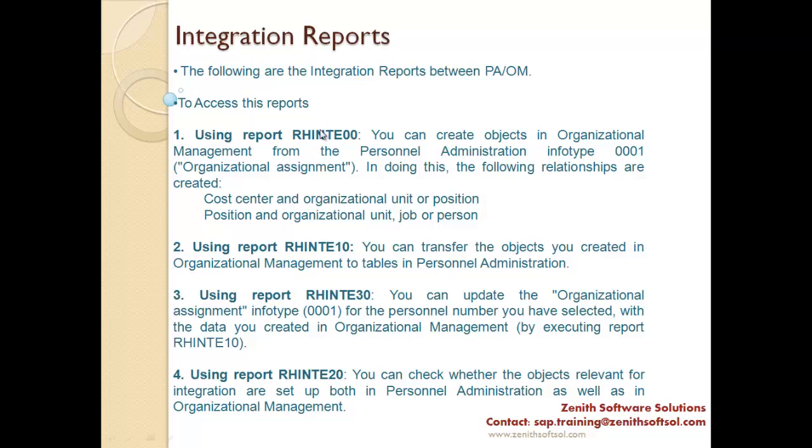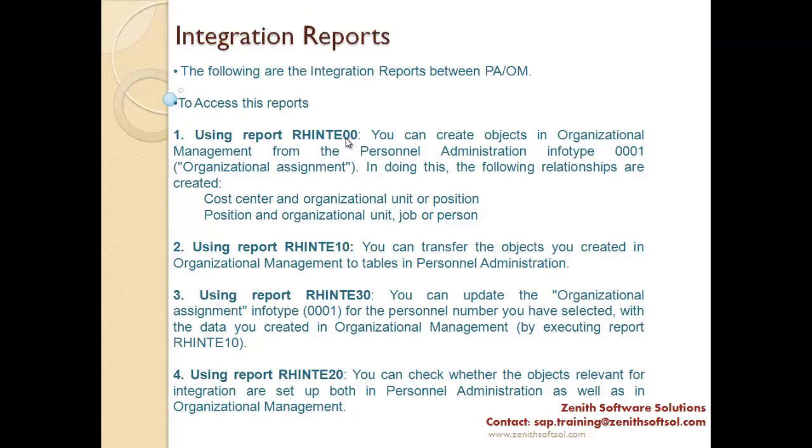The first report name is RHINTE00. What does this report do? This is the only report which is used to create the objects in OM from PA. So now this is a reverse order. Like in infotype 1, for example, you have created employee group, employee subgroup, personal area, sub area, and in PA you can also create positions, jobs, or units.